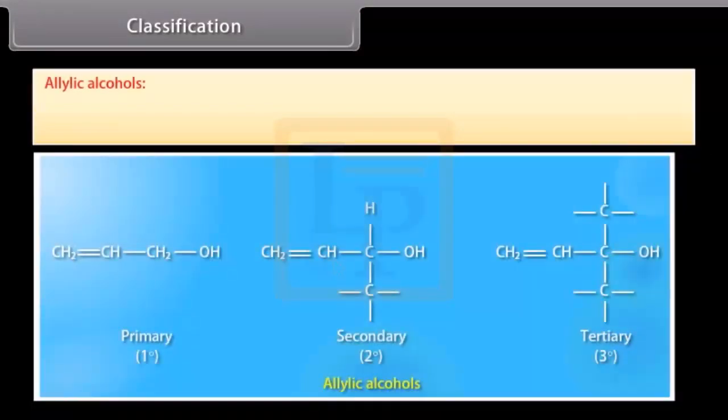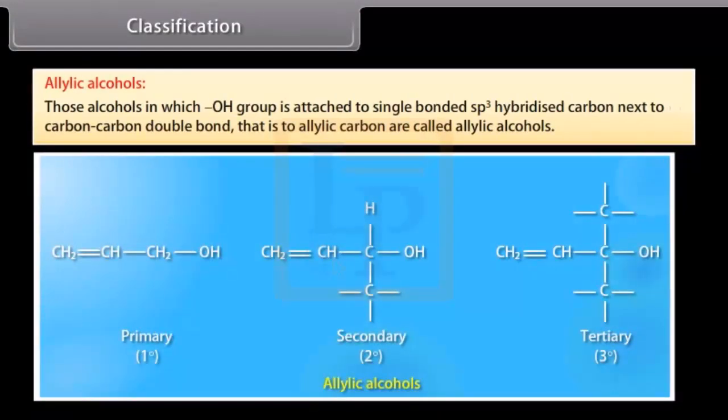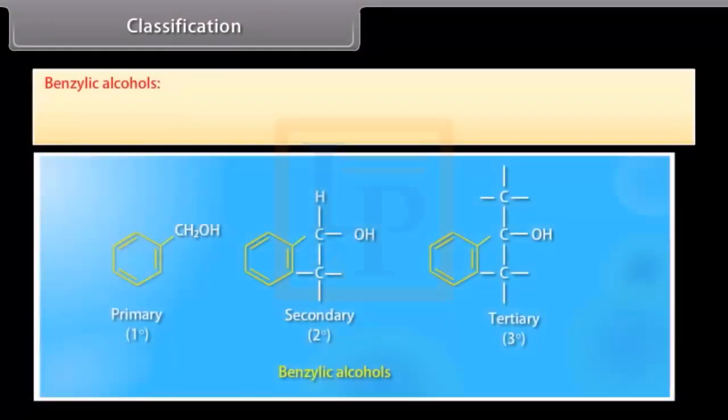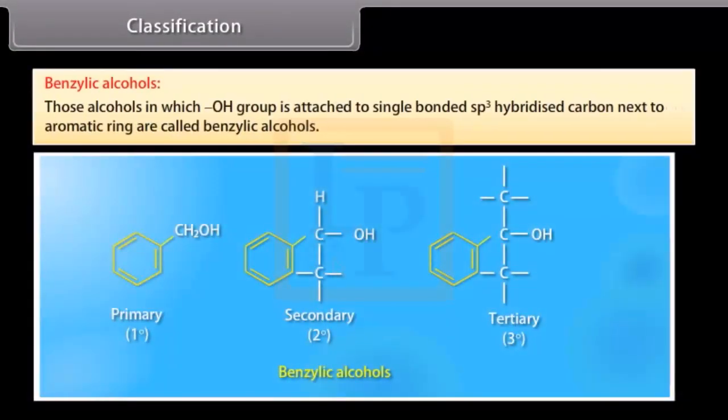Allylic alcohols. Those alcohols in which hydroxyl group is attached to single bonded sp3 hybridized carbon next to a carbon-carbon double bond, that is, to an allylic carbon, are called allylic alcohols. Benzylic alcohol. Those alcohols in which hydroxyl group is attached to single bonded sp3 hybridized carbon next to an aromatic ring are called benzylic alcohols.